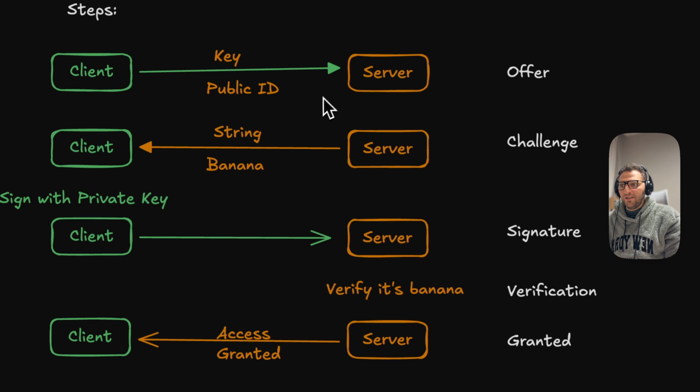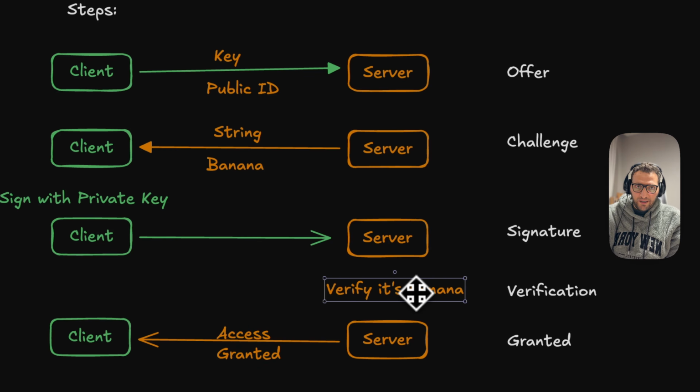What happens is basically the server will send us a random string. In this case, I'm calling it banana, and they will chuck that string back to us. And what the client will do, again, this is our machine, we're going to sign this random string with the private key. And once we sign it, we send it back to the server. The server is going to confirm that it is banana.